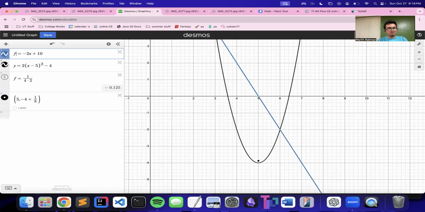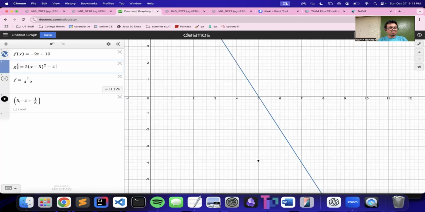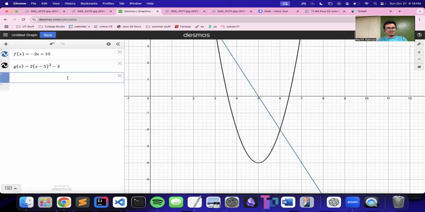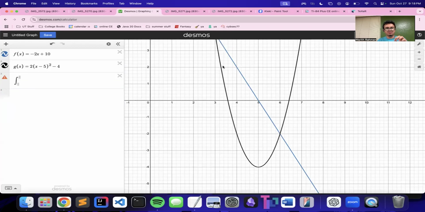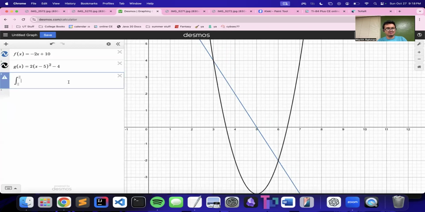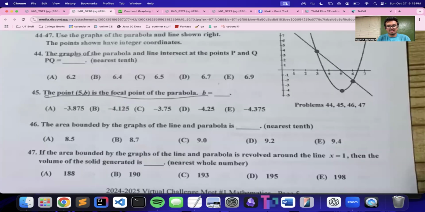Okay, integration. Call this f of x, call this g of x. What we're going to do is integrate between their intersection points, which is 3 to 6. For each of these infinitesimal points, we want to find the height of the region. The height of the region is going to be our upper function minus our lower function. So in this case, it's f of x minus g of x. And then when we integrate that, we get 9 as our answer. Hopefully you can figure out where the integral is and all that stuff in your calculator. You can definitely just Google this, worst case.